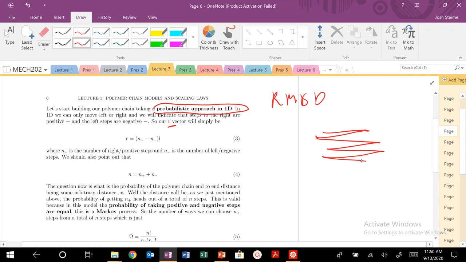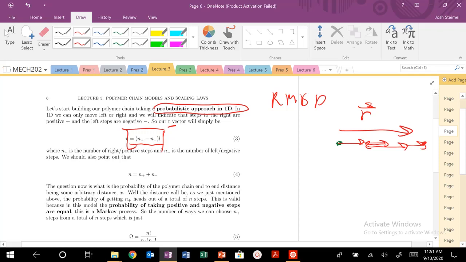So if I take a step here, and then a step here, and then a step back, and then a step here, and here, the distance from my starting point to that finish vector, that R, is just going to be the number of right steps minus the number of left steps times the length of my monomer unit. That's it. And the total number of steps n in our random walk is the number of right plus left steps, since you can only go right and left in 1D.